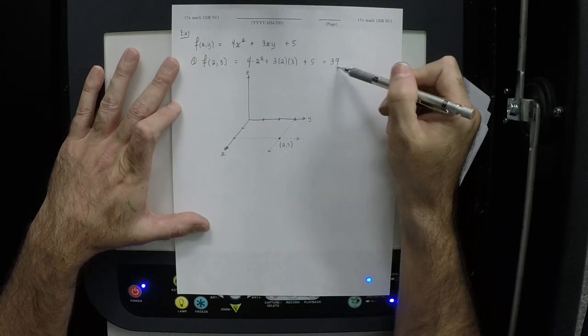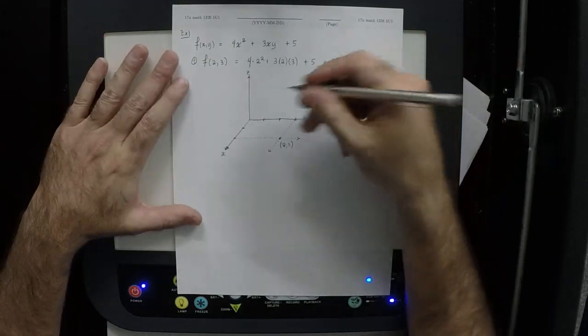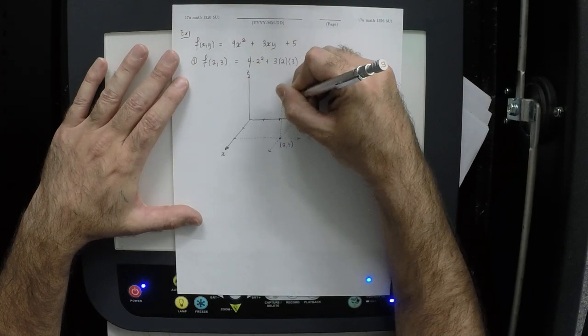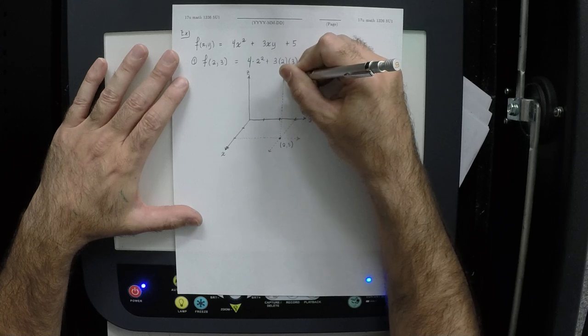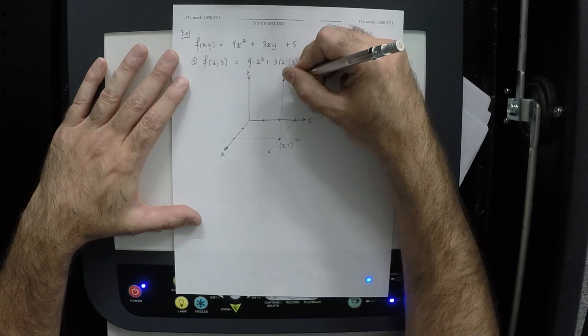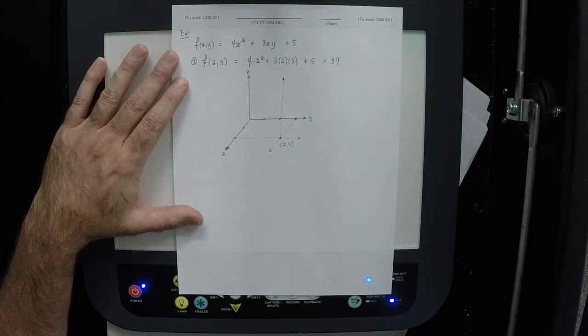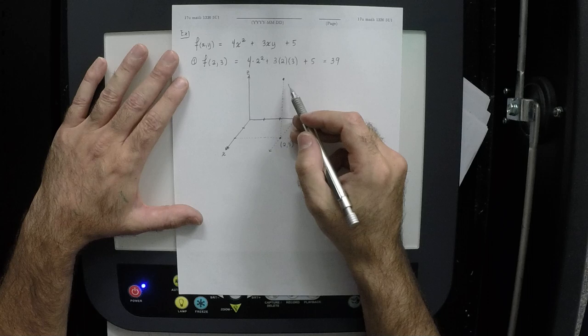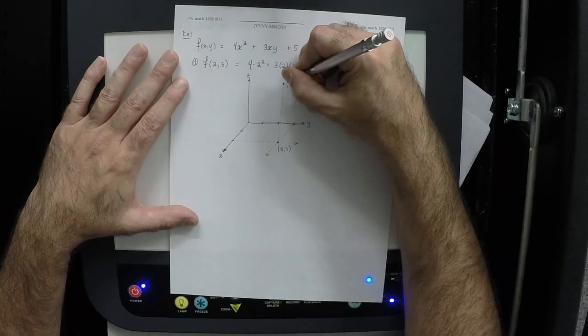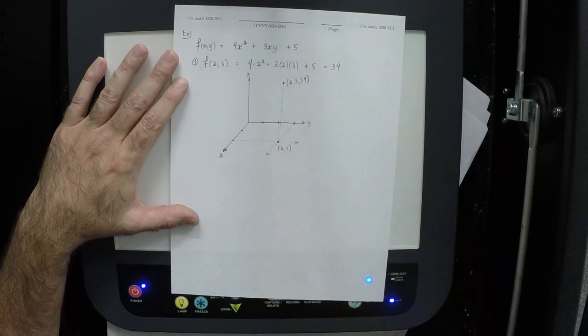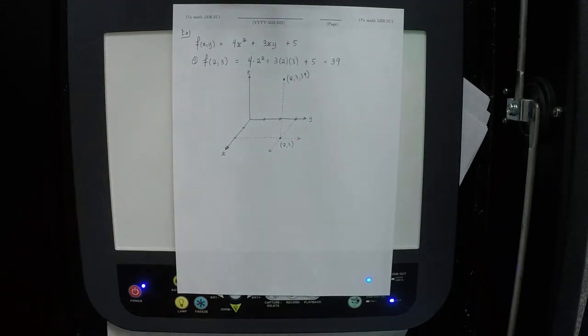And then the output is 39. So what that's saying is that you could now move parallel to the z-axis and come up here, and then there's some point like right there. What are the coordinates of that three-dimensional point? 2, 3, 39. So you've plotted a point on one of these functions.